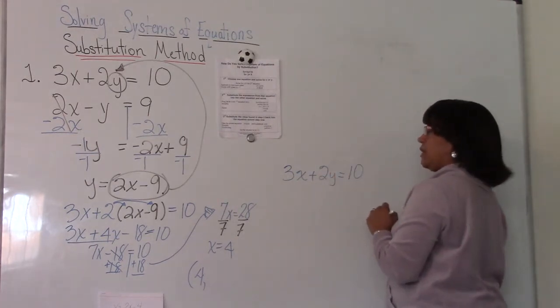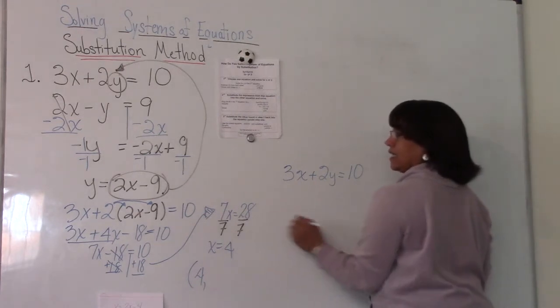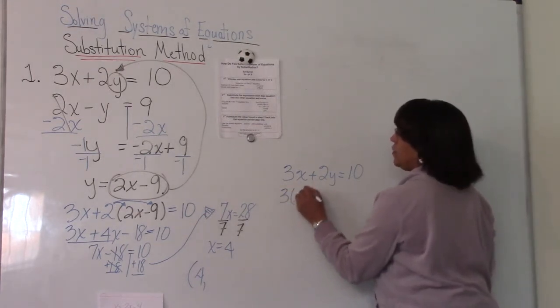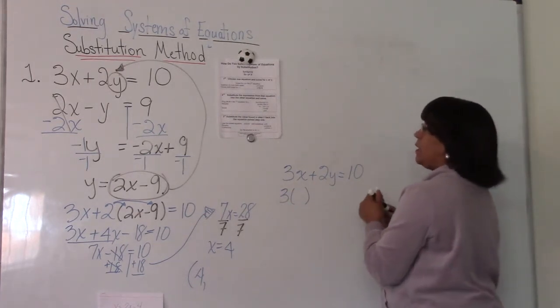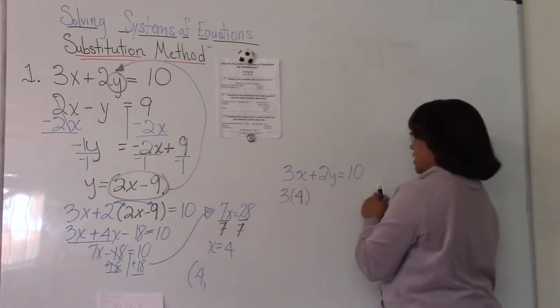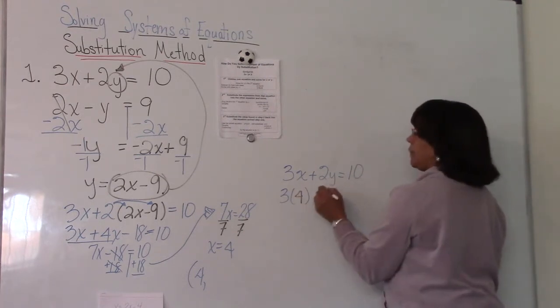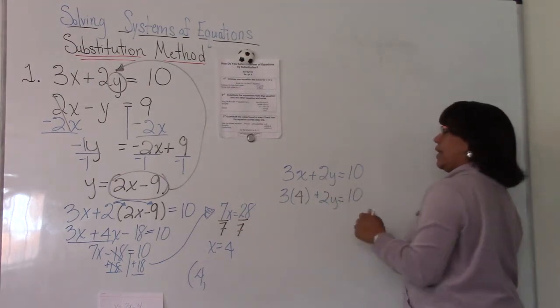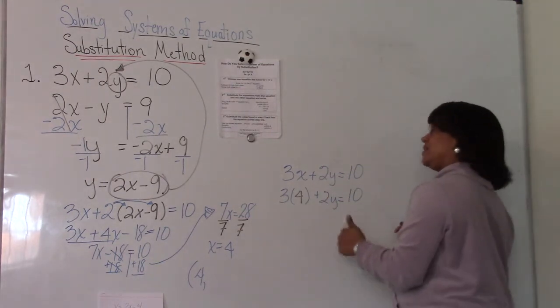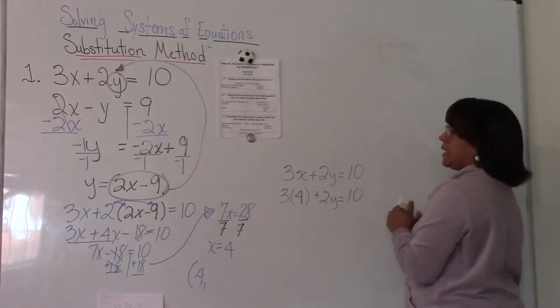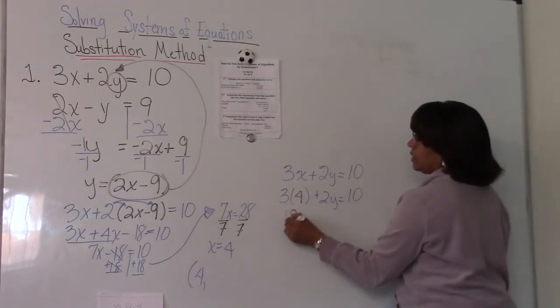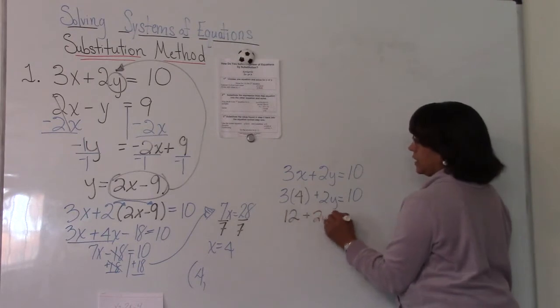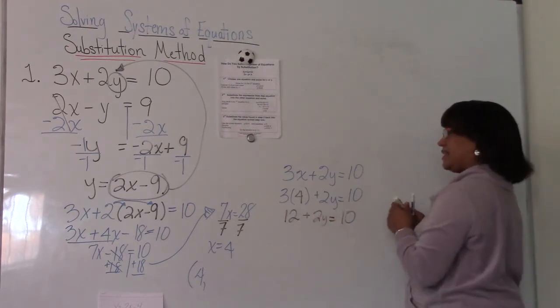3x plus 2y equals 10, but I know x is 4. So in place of x, I'm going to plug in 4. So we have 3 times 4 plus 2y equals 10, which is wonderful, because now you have only one variable and now you can solve for it. You multiply. 3 times 4 is 12 plus 2y equals 10. Now we go back to our solving.